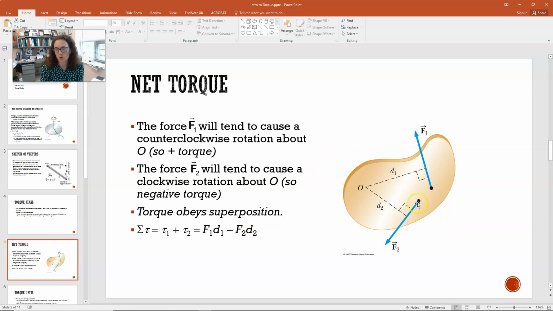And then you have this F2, that would have a tendency to rotate it clockwise. So that's going to be a negative torque. And the moment arm for that one is D2. And so the total or net torque would be the sum of those two torques, F1 D1 minus F2 D2. Now that's just a simple example, but it does drive home the point that torque obeys superposition and that the direction of torque could be indicated by a plus or minus sign depending on whether it causes a counterclockwise or a clockwise rotation.